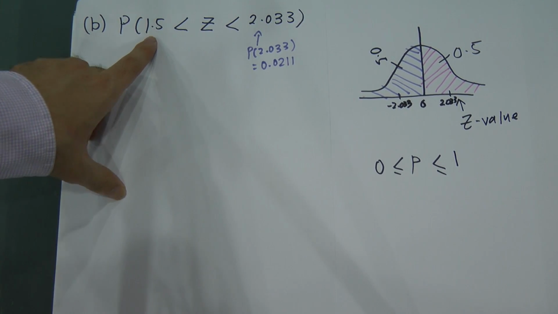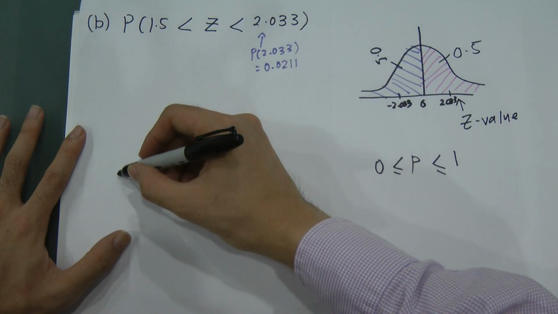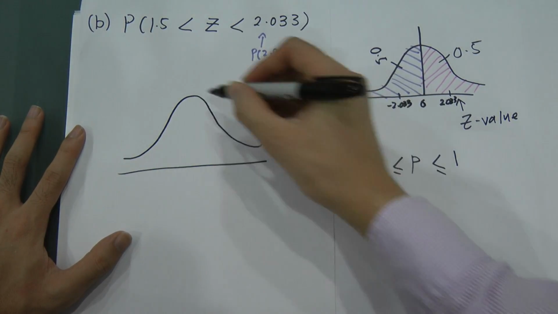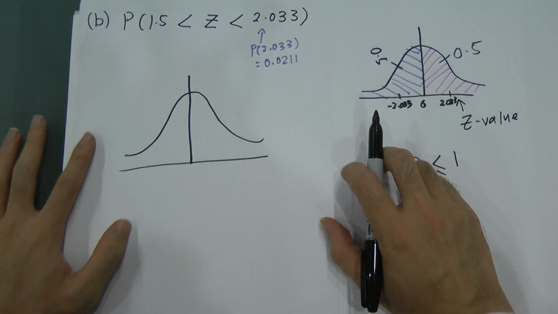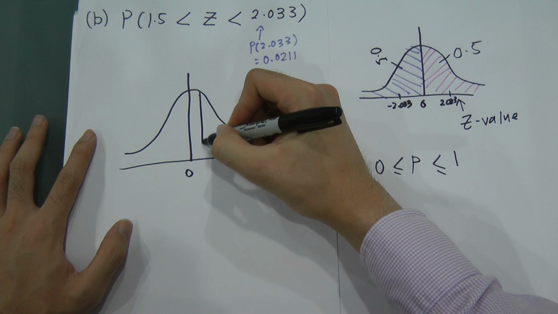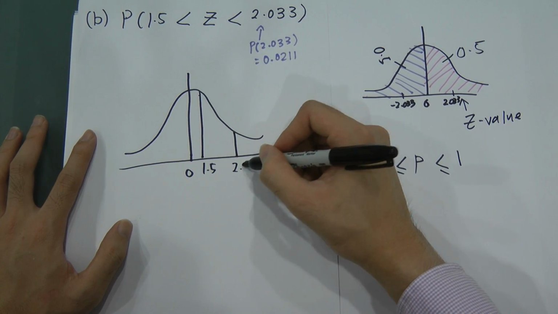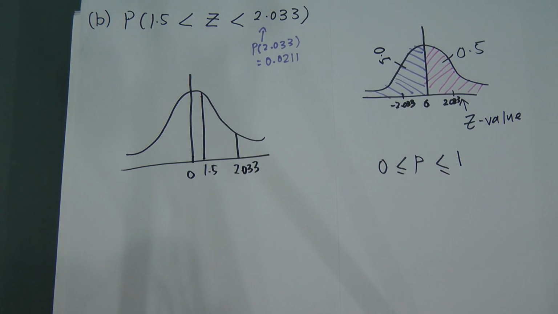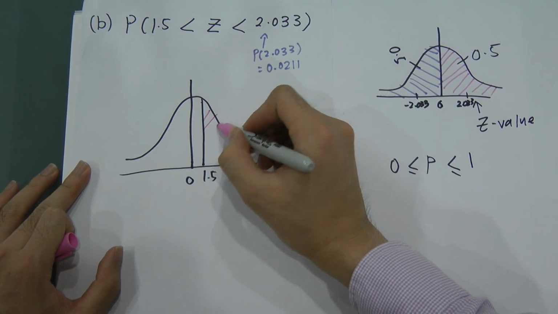Okay, now he asks us to find the probability of the z value between 1.5 and 2.033. So let's say I draw the bell diagram and then I draw a straight line. Because 1.5 is still positive, all the positive values are here. So this is 0. I assume this straight line is 1.5, and this straight line is 2.033. So the area you want to find is in between.